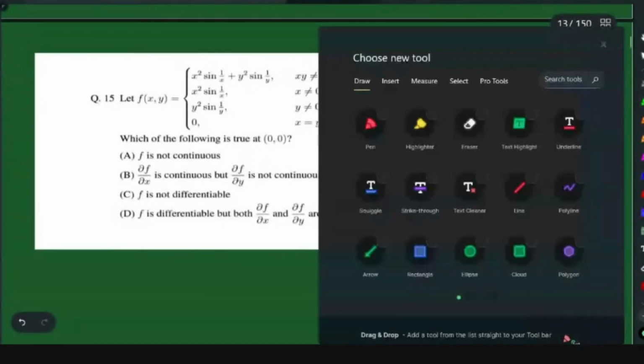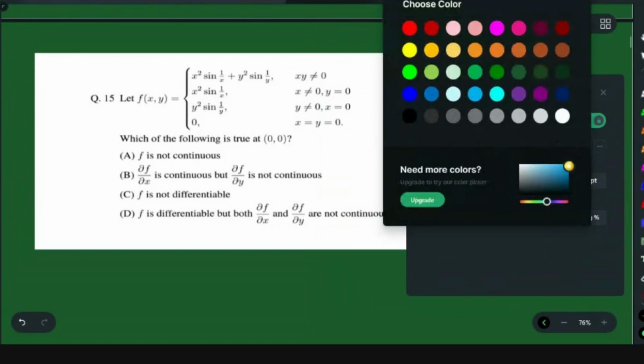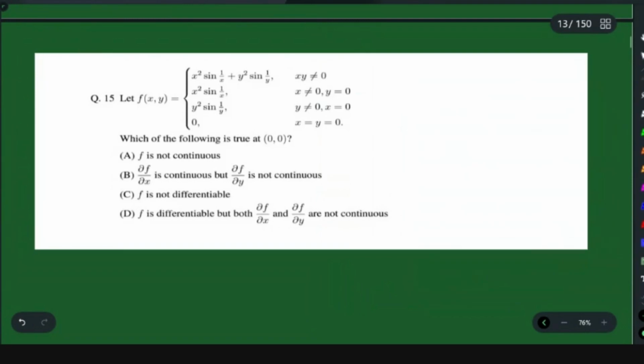By sequential argument, we can say. Yeah. Using the sequential argument, you can say that it is continuous at (0, 0), right? One second, the pen has some trouble. Okay. So using this sequential argument, you can say this is continuous at (0, 0), right?